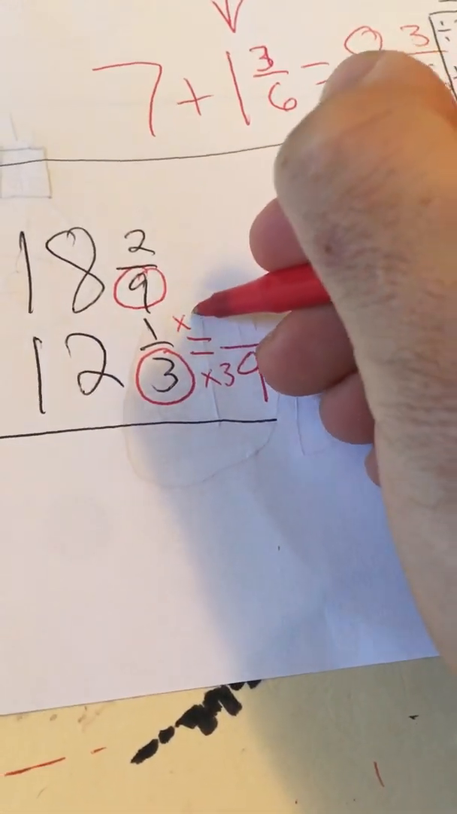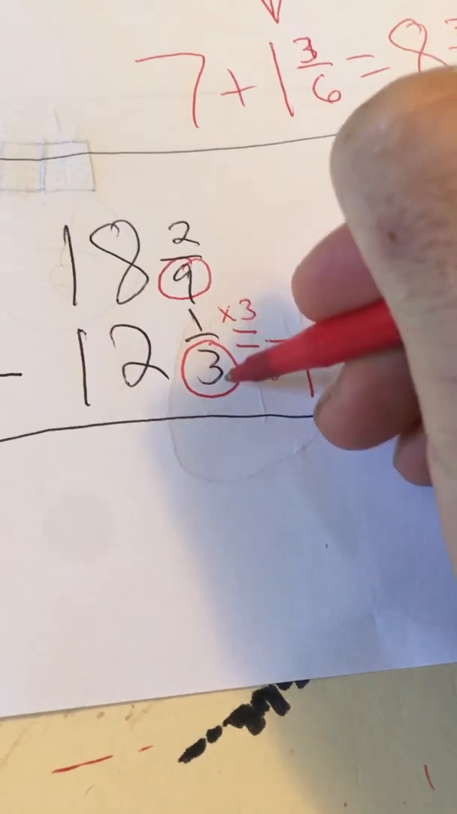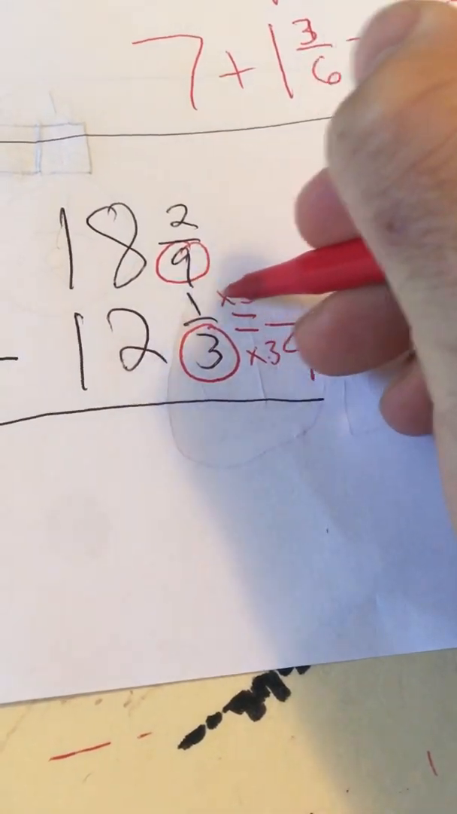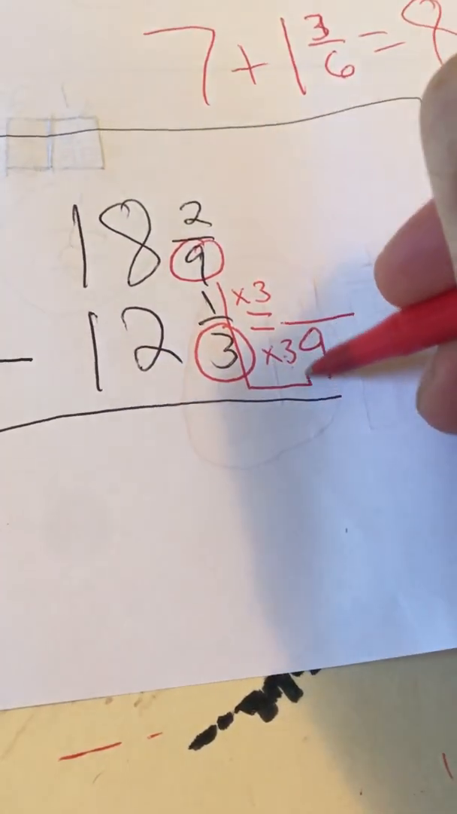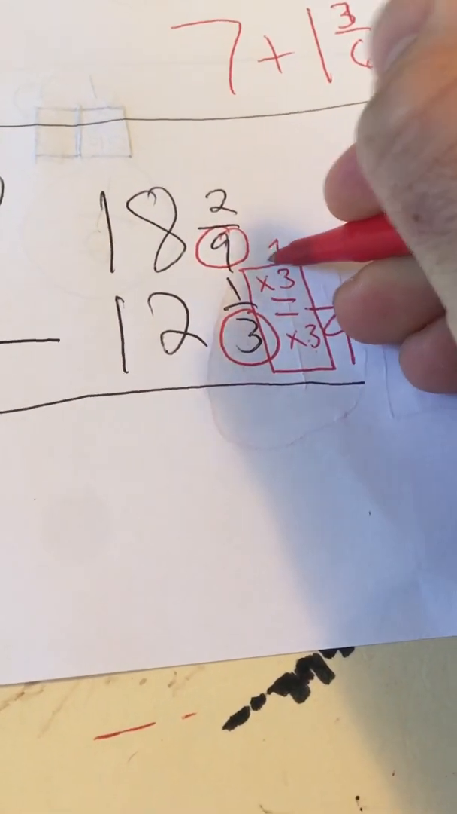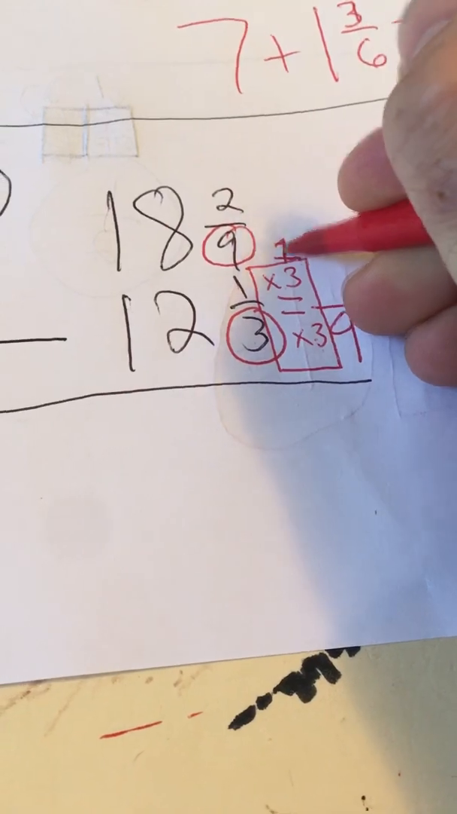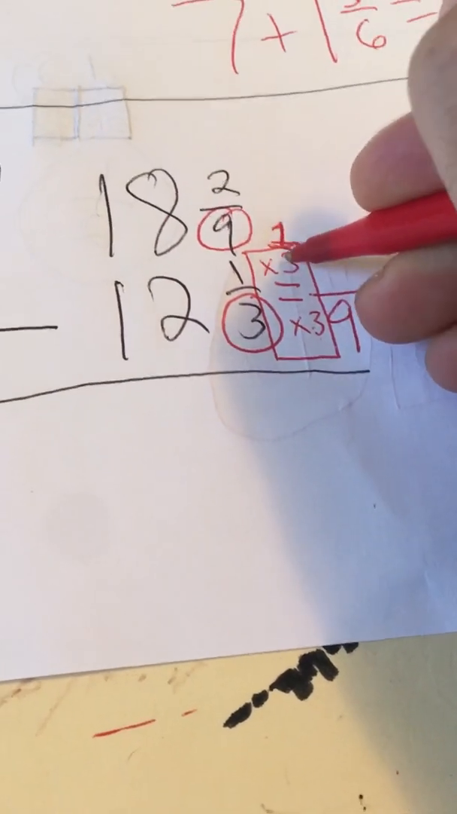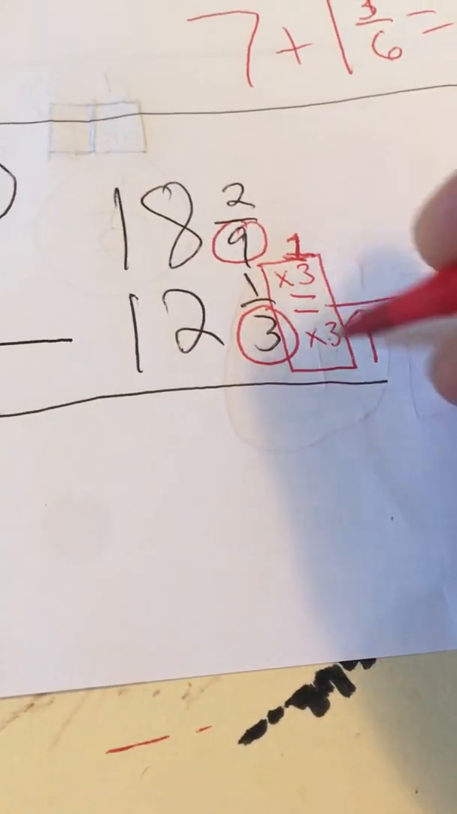So to do that, we had to do 3 times 3 was 9, so we're going to do the numerator also times 3. Whatever you multiply the denominator by, you're going to multiply the numerator times the same number. That way we really multiply by 3/3, and 3/3 is equivalent to 1. So we're really not changing 1/3, we're just multiplying it by 1, and it's going to look different.